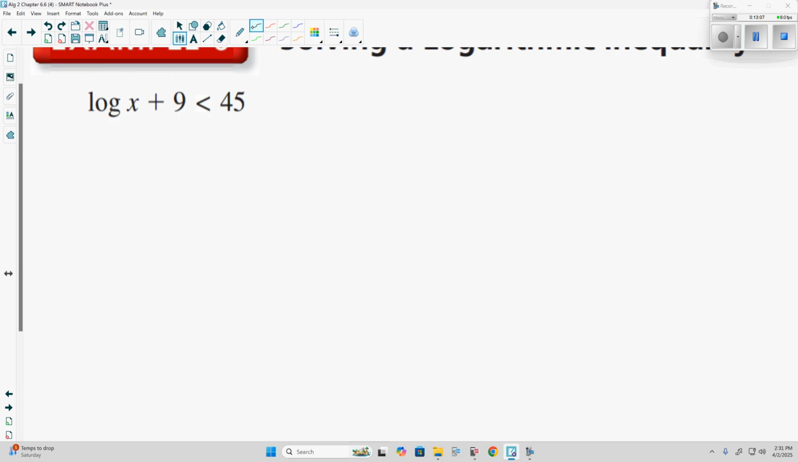Log x plus 9 is less than 45. So what is inside the log? And that's exactly why I asked this, because in mathematics it is assumed that if there are no parentheses, the parentheses go right there. I think it's dumb, because it doesn't take that much to put a set of parentheses. If the parentheses are not written, anything that's added after the log is considered outside the logarithm.